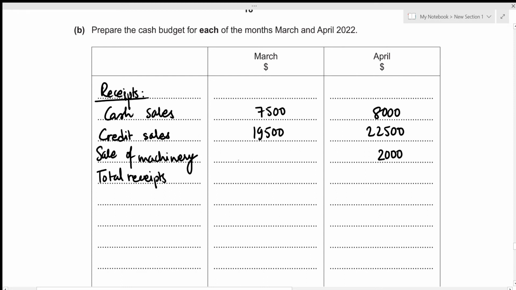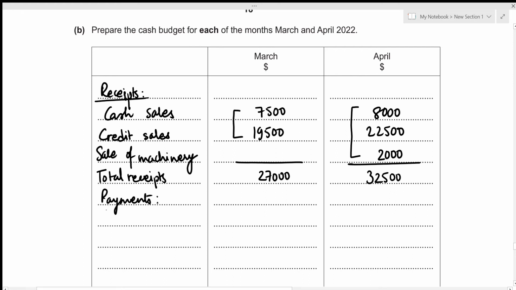For the month of March, that's going to be the total of these two amounts. So that's 7,500 plus 19,500, which results in 27,000. Then for the month of April, that's going to be the total of these three amounts. So that's 8,000 plus 22,500 plus 2,000, which results in 32,500. Now we can move to our payment section. So this will record all of the payments that we made in the month of March and April.